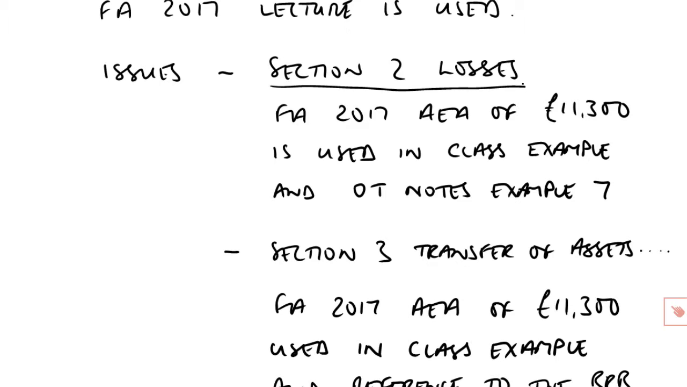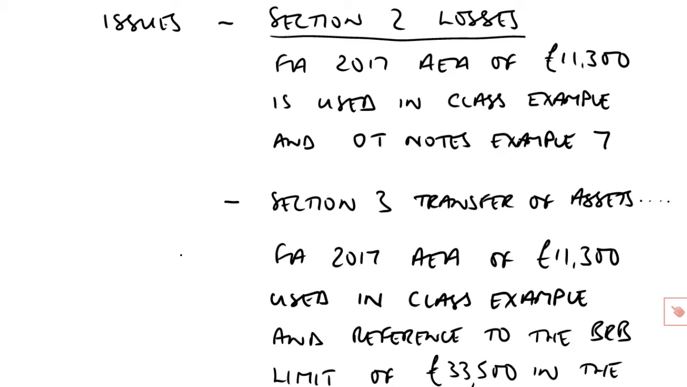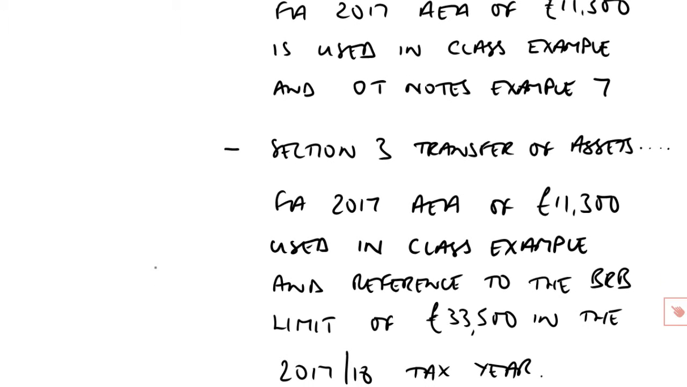There we have an AEA being applied, which is the FA 2017 level of AEA, which you know well now to be £11,300. When you rework the examples from your FA 2018 material, the only differences, of course, will be that we now use £11,700 as our AEA level. So you'll find the old AEA used in a class example, and also in your OT notes, the example I was just referring to, in example 7, where in your new notes you will apply the updated £11,700 worth of AEA.